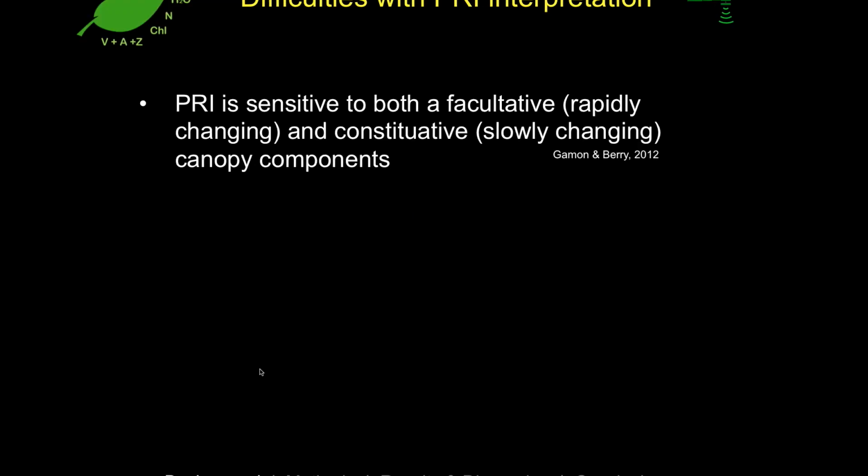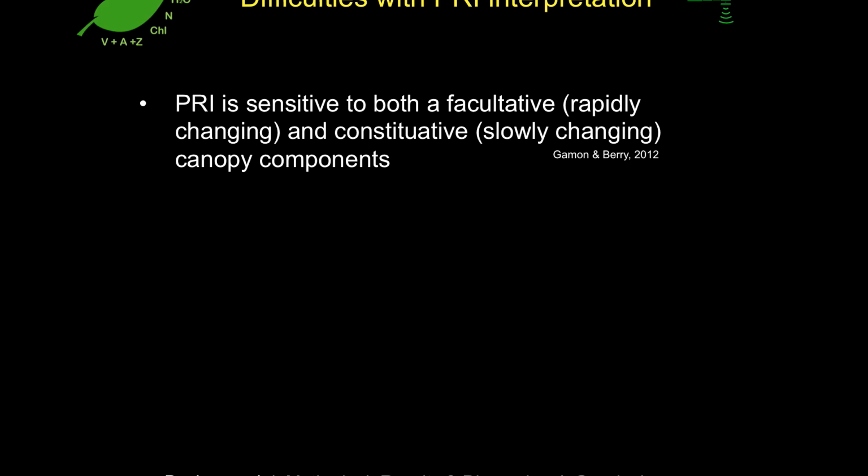So since we have both the flexible and sustained energy dissipation, we need to think about how we can interpret the PRI. And when the PRI was originally developed by John Gamon's group back in the early 90s, they were looking at the PRI on the order of fine time scales, the diurnal time scale, and that's this flexible energy dissipation that I was talking about.